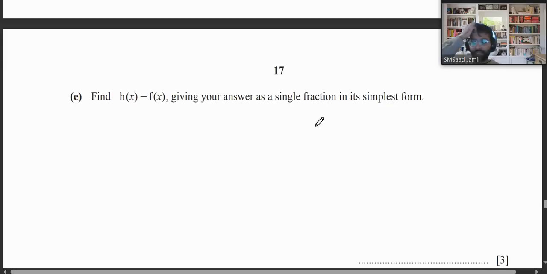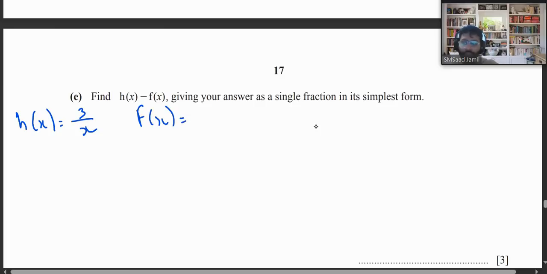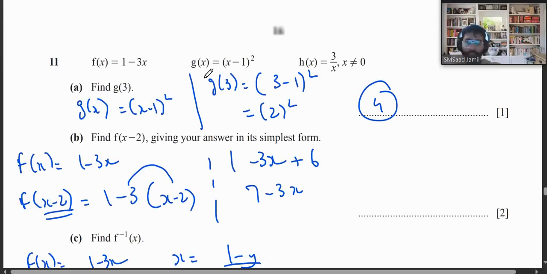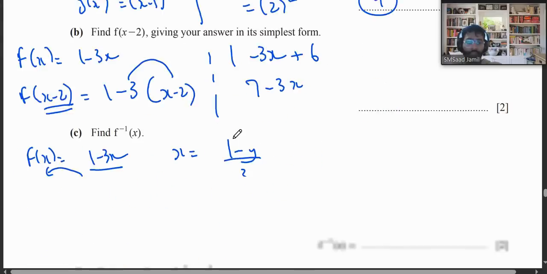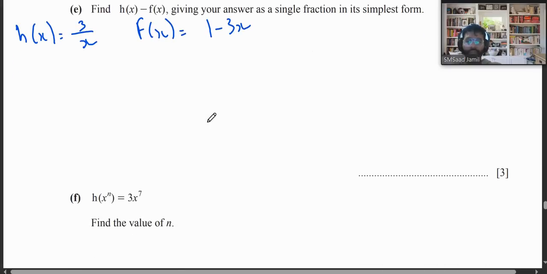Next question, it says find h(x) minus f(x), give your answer in simplest form. So look, h(x) is already given in the question, it's 3 upon x. f(x), we already know it's 1 minus 3x. If you guys are wondering, I have a good memory and all these things came from here. Now it says give your answer. So look, we have to subtract, so I will do 3 upon x minus f(x), 1 minus 3x.